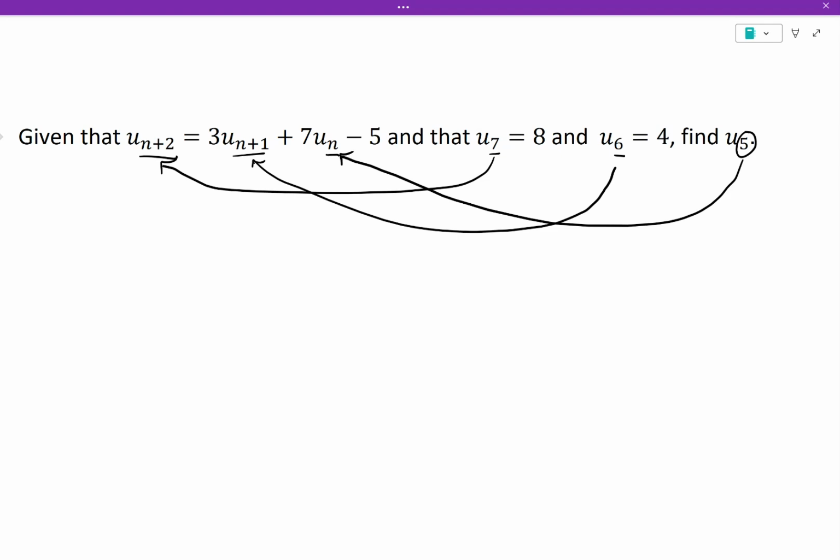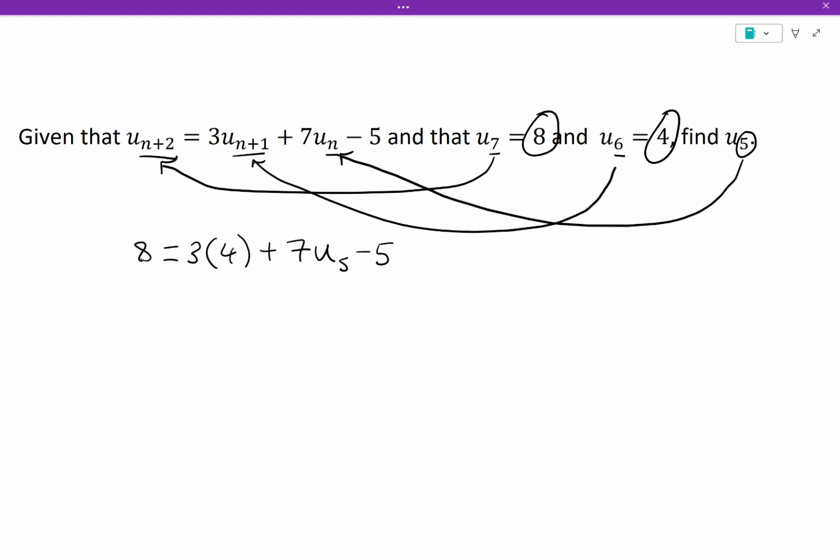So now we can try and substitute in. So for our un plus 2, I'm going to put in the 8. For the un plus 1, I'm going to put in the 4. So we'd have 3 times 4. Then plus, and then we've got 7 lots of un, which is going to be u5, which I'm trying to find. And then we got subtract 5, like that.